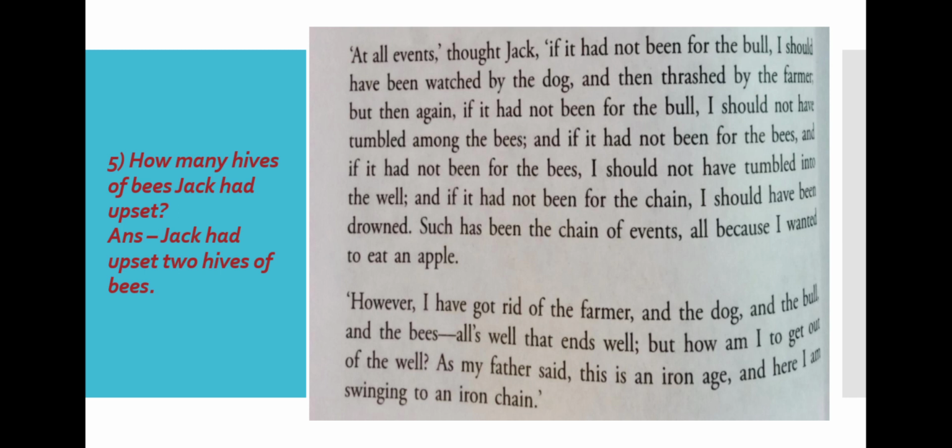But then again, if it had not been for the bull, I should not have tumbled among the bees. Okay, if there was no bull, again Jack would not have tumbled among the bees. And if it had not been for the bees, I should not have tumbled into the well. Again, if there were no bees, Jack would not have tumbled into the well. And if it had not been for the chain, I should have been drowned. If there was no chain, Jack would have been drowned. Okay, and this was the chain of events.